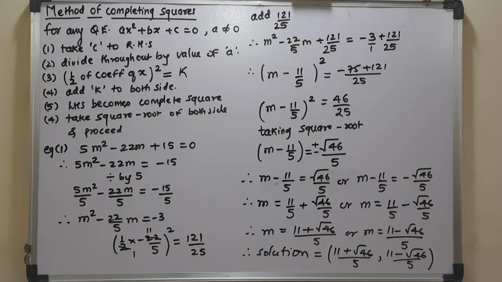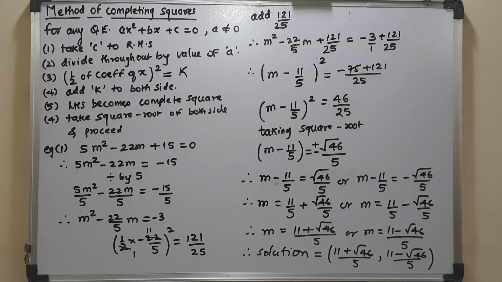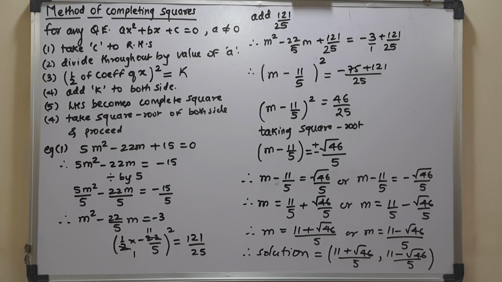See the steps very properly. The step number 1 says, this is a very important step. If it is in the form of ax square plus bx plus c, c must go to the right side. That is step number 1. Okay? And then you have to divide throughout by the value of a. Why? So that you make the coefficient of x square 1. And after getting that, take half of the coefficient of x, which is newly obtained.